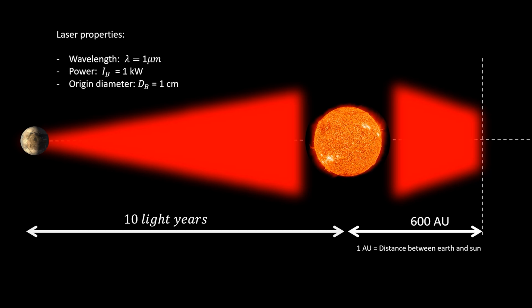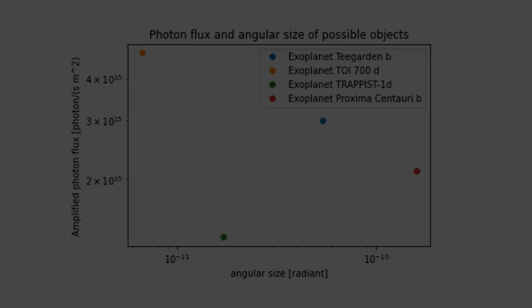To calculate the half angle of the beam divergence theta, we can divide the wavelength by the origin diameter. The amplified photon flux we could measure in the observer plane is about 4.2 times 10 to the 6 photons per meter square per second. Since this is higher than the background flux, we could actually receive their laser message.